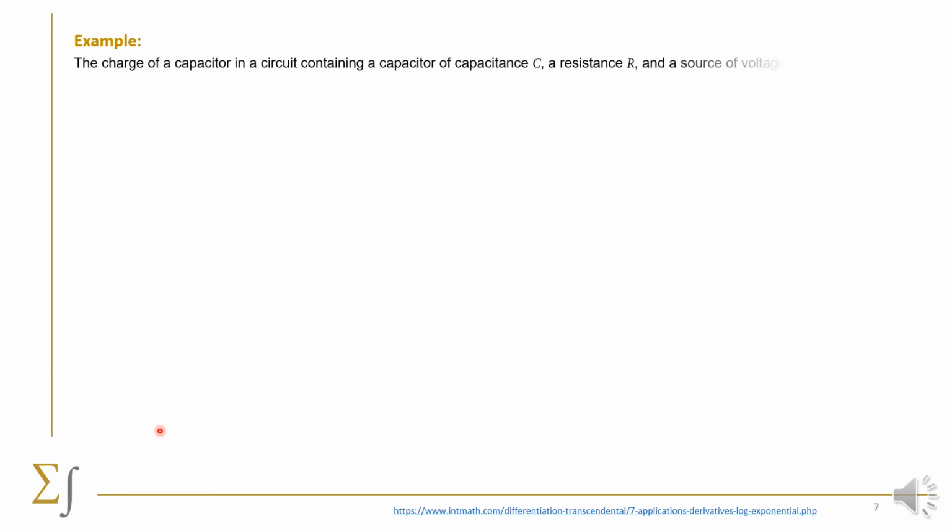Here we come to an application of the derivative of exponential functions. We are given the charge of a capacitor in a circuit containing a capacitor of capacitance C, resistance R, and a source of voltage E. We have Q, the charge, equal to CE multiplied by (1 minus e^(-t/RC)). We are asked to prove that this form of the charge satisfies the differential equation R dq/dt plus q/C equals E.